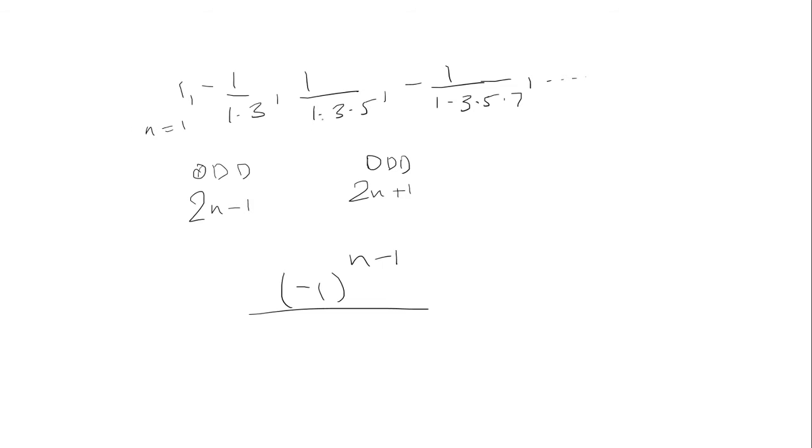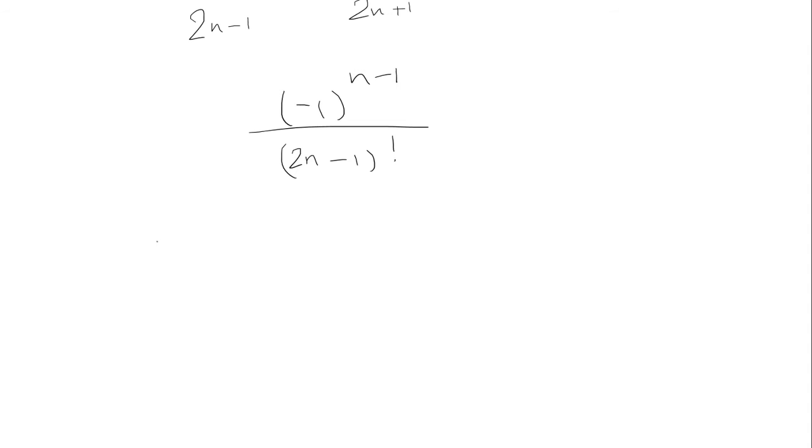But in the denominator, I want to skip every even number, basically. Well, if I just left it as 2n minus 1 factorial, that would include all of the denominators, like 1, 2, and 3. So let's look at an example of that. If n equals 1, I have -1 to the 0 over 2 minus 1 factorial, which is 1 over 1, and that's 1. Okay, that's fine.